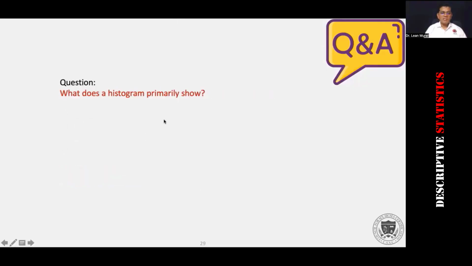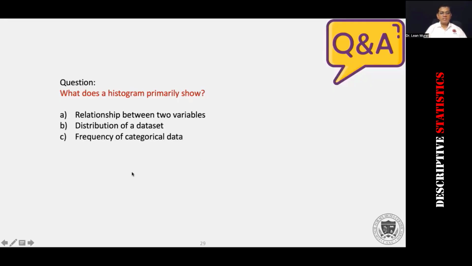The second question is, what does the histogram primarily show? Relationship between two variables, distribution of a data set, frequency of categorical data, or comparison of multiple groups. This is a little technical. Unless you know the histogram, you cannot answer this question. Many of you have answered well. Please understand carefully that categorical data is mentioned here. Distribution of a data set is the right answer.